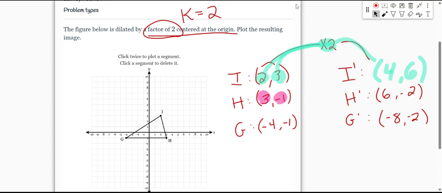So let's take a look at what it would look like on the graph. I prime is at 4, 6, that's here. H prime is at 6, -2, that's here. G prime is at -8, -2, that is here.